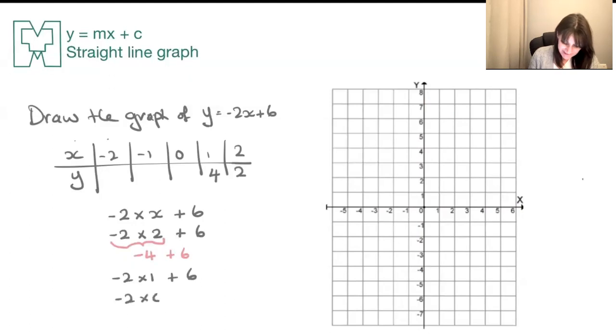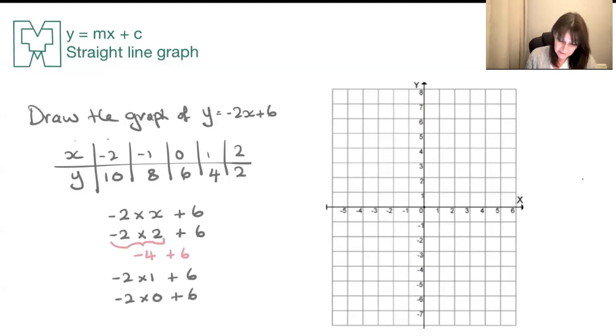Minus 2 times 0 is going to be 0. It doesn't matter that it's negative. Anything multiplied by 0 is 0. Plus 6 is 6. And hopefully, before we hit the negatives, we can see the pattern. So I don't need to start thinking about how much harder this maths might be getting. I'm just going to follow that pattern through. And then I can plot the graph.